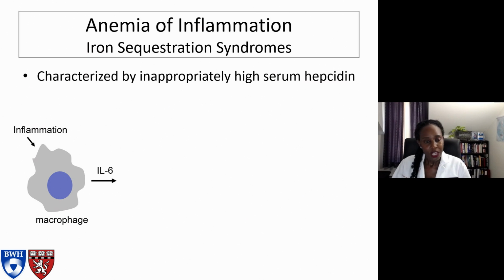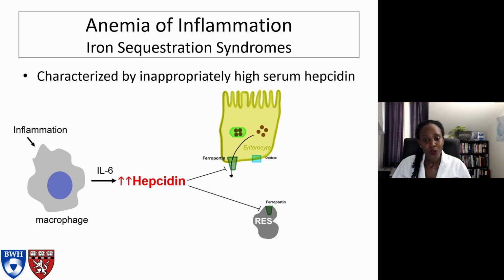Anemia of inflammation is characterized by an inappropriately high serum hepcidin. During inflammation, macrophages release IL-6, and IL-6 causes the increased production of hepcidin. Hepcidin works in its normal fashion, so it blocks the extrusion of iron out of the reticuloendothelial system, and it blocks absorption of iron in the face of inflammation, whether or not there is iron-replete erythropoiesis going on.